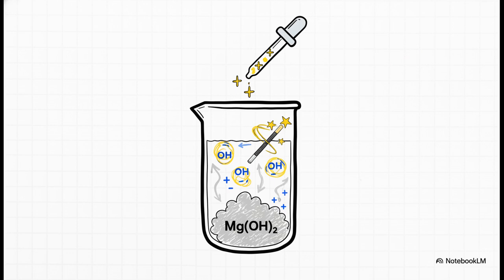Check this out. If you have a salt with a basic part, like magnesium hydroxide, you can actually make it dissolve more just by adding acid. The H+ ions from the acid react with and gobble up the hydroxide ions. The system then tries to rebalance itself by dissolving more of the solid to replace them. We're literally pulling the solid into solution just by changing the pH.